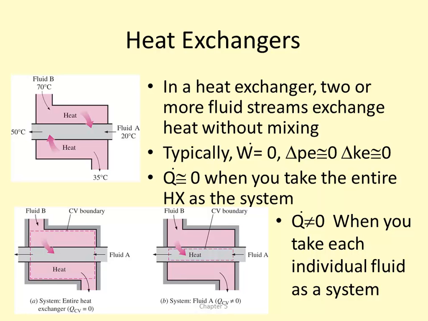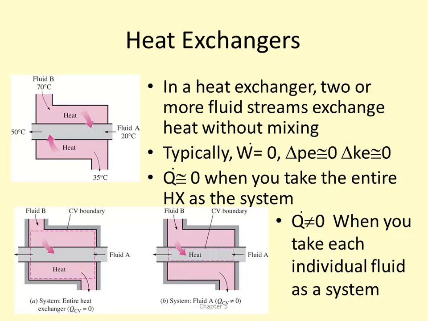Heat exchangers, similar to mixing chambers, except the fluids are kept distinct from one another. So they have multiple inlets and outlets, but heat is being transferred from one fluid to another. So it'll transfer from the hot fluid to the cold fluid. Usually there's no work interactions or potential kinetic energy interactions. And then Q dot is 0 if you take the entire heat exchanger as the system. So if there are no losses from this heat exchanger, you're looking at the whole thing as your system, it's 0. But it is not 0 if you look at each of the individual fluids as a system in turn.